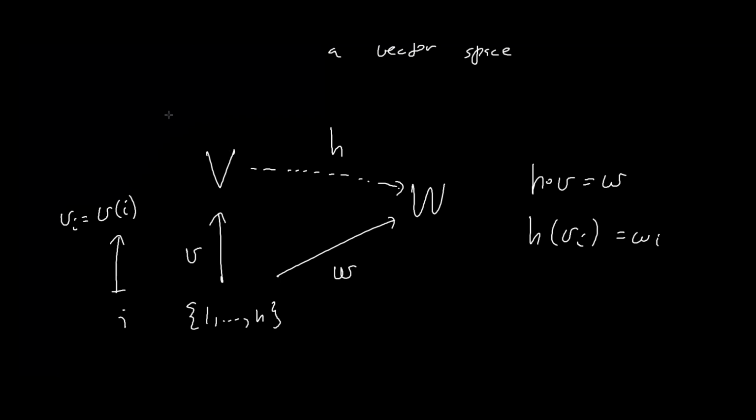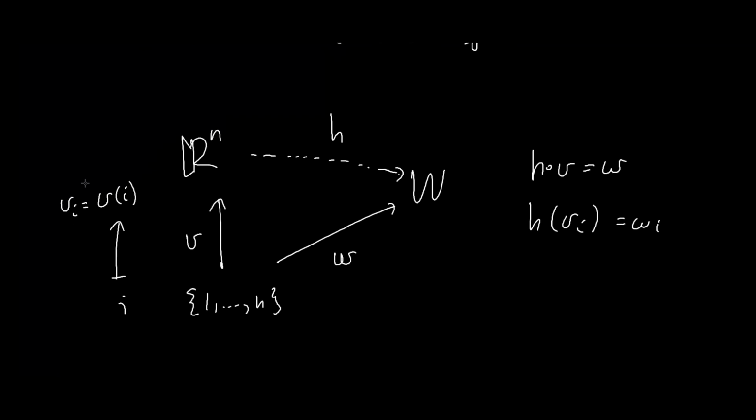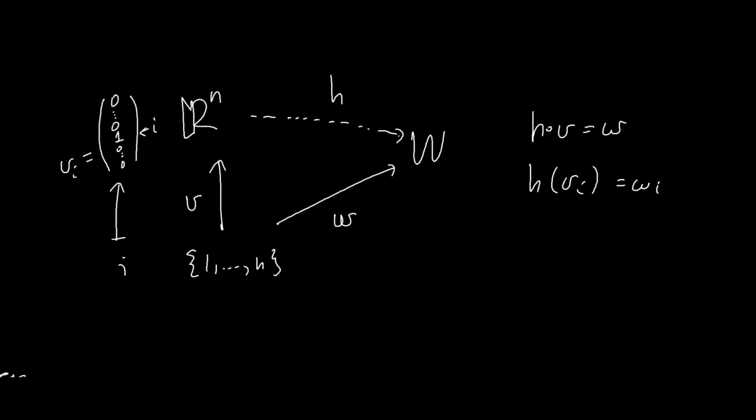And let's prove that. Let's use a specific n-dimensional vector space, namely R to the n, where our vi is defined in a specific way. So vi is the vector, where I'm going to use columns for writing vectors in Rn, where everywhere we've got zeros except the ith position where it's 1. So this is the ith position. So this is the standard basis of the vector space Rn, right? So let's prove that h exists and is unique.